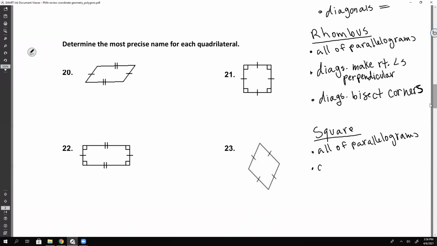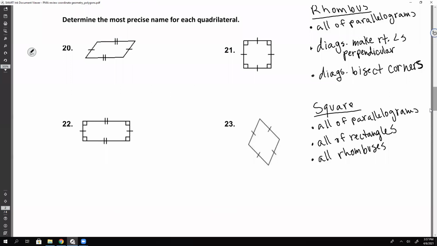Everything about a rectangle. And everything about rhombuses. Okay, and so on a square, you have a lot of things that are equal.